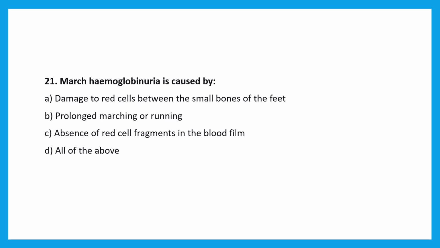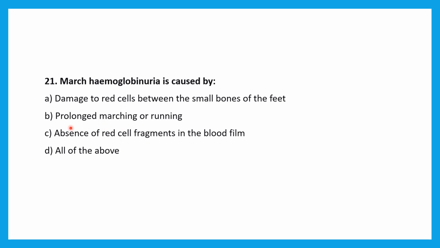Number 21. March hemoglobinuria is caused by what? A, damaged red cells between the small bones of the feet, B, prolonged marching or running, C, absence of red cell fragments in the blood film, and D, all of the above. So March hemoglobinuria, when we talk about this condition, it's actually a benign, self-limiting condition which is caused by what? The mechanical trauma to RBCs in the capillaries of the feet during prolonged or strenuous exercise.